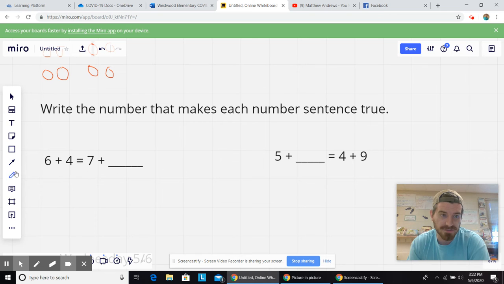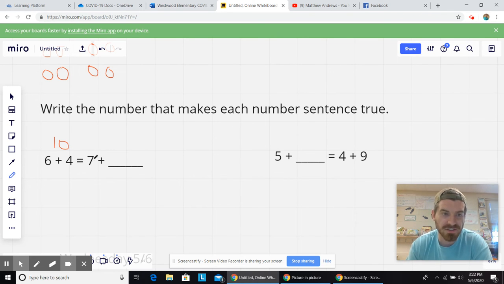So 6 plus 4 on this side of the equal sign is 10, which means for that to be a true number sentence, whatever is over here has to also be 10. It can be the number 10, or it can be a bunch of numbers that I put together to make 10, or it can be numbers that I subtract to get 10. It doesn't matter. Just as long as it's 10, they're equal.